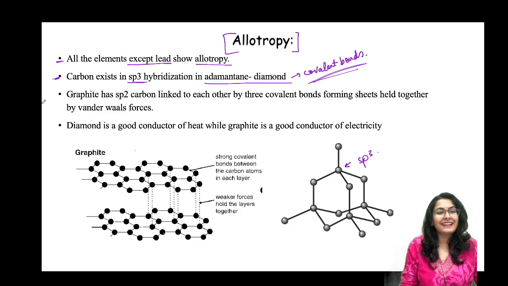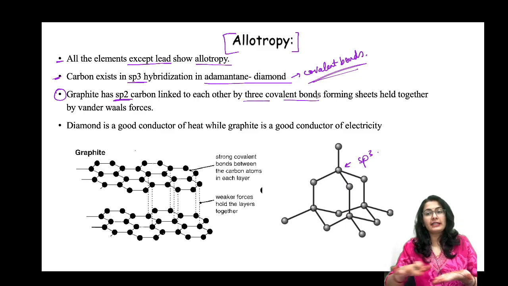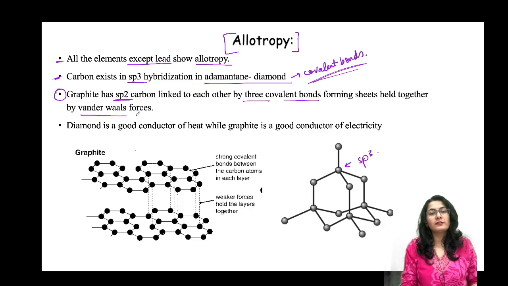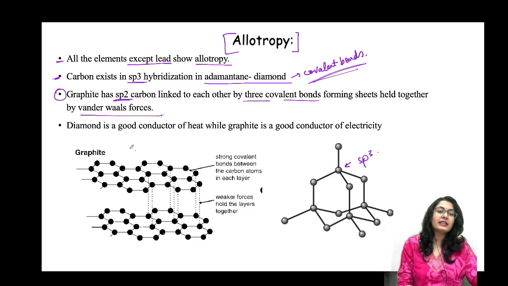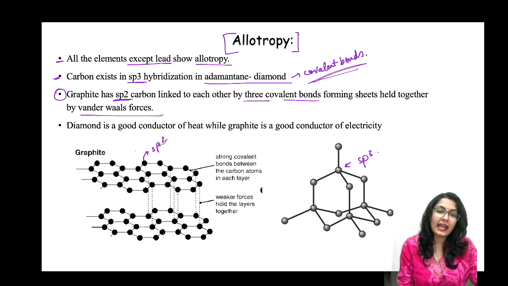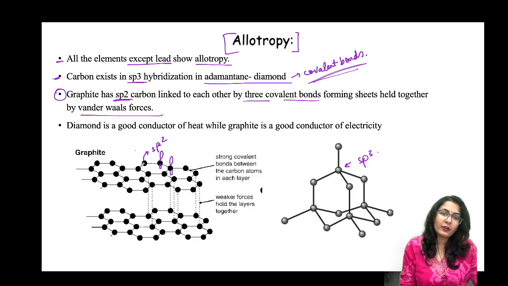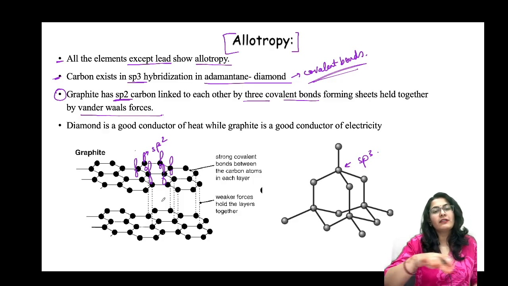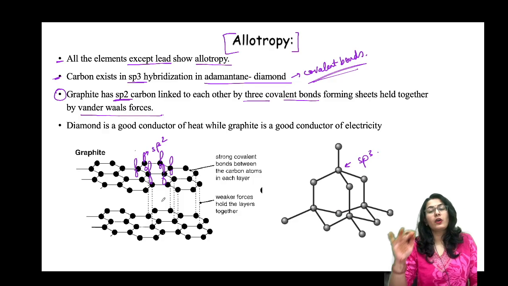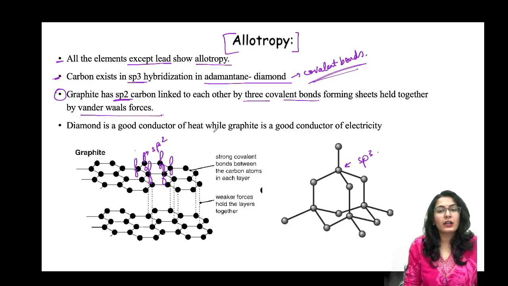Graphite has sp2 carbon linked to each other by three covalent bonds, forming sheets which are held together by van der Waals forces of attraction. So you see that these are all sheets where the carbon is sp2 hybridized, and it has a p orbital like this. All of these have 1 p orbital where they are going to be 1 electrons. So those free electrons are going to move around, isn't it?